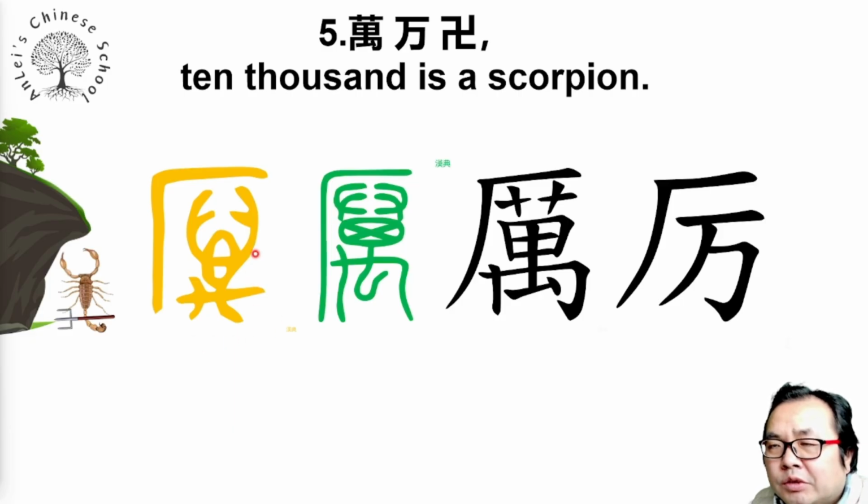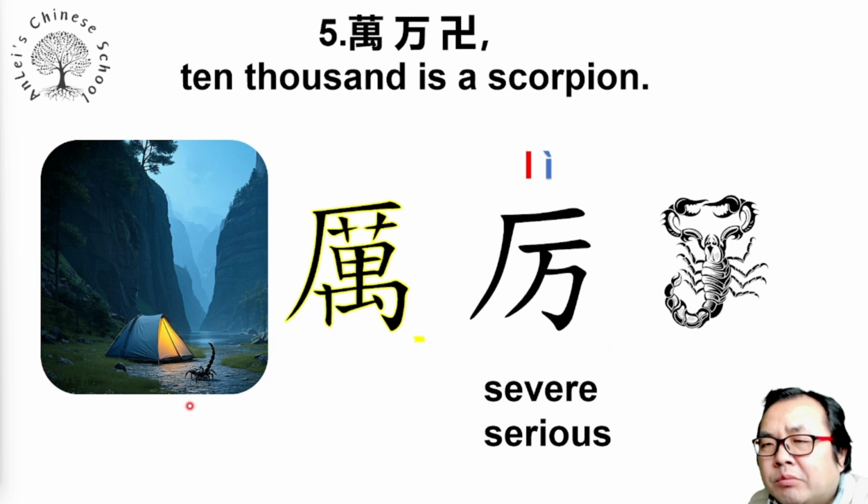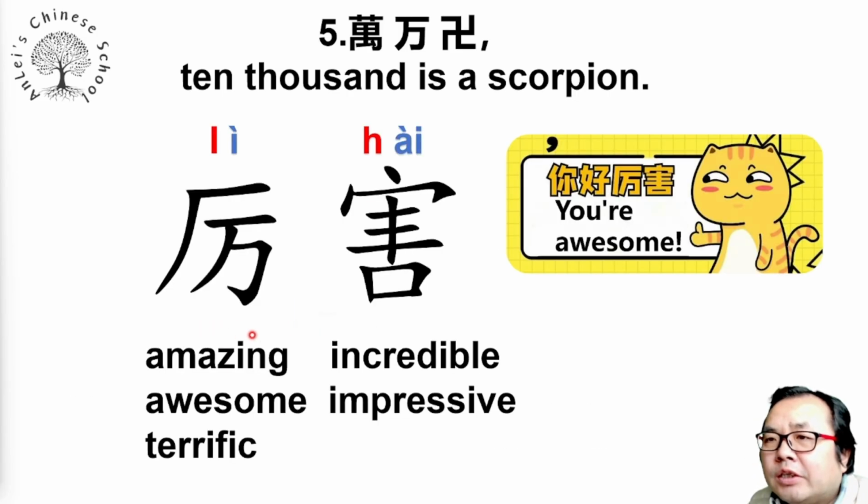Use a fork to catch a scorpion. That's awesome. It's a severe, serious matter. So when you're camping outdoors under the cliff, outside the tent, there's a scorpion. And this is a very severe and serious thing. 厉, 厉害. Even though this character was simplified, you can still imagine this part is the stinger of the scorpion. 厉害: amazing, incredible, awesome, impressive, terrific.